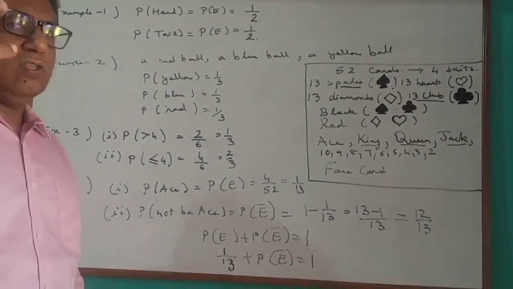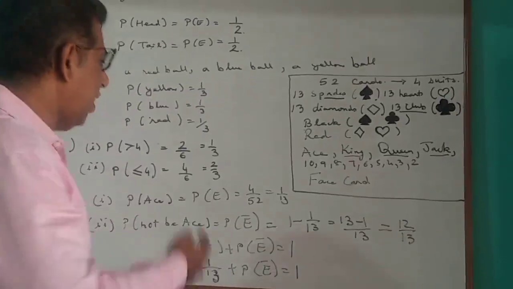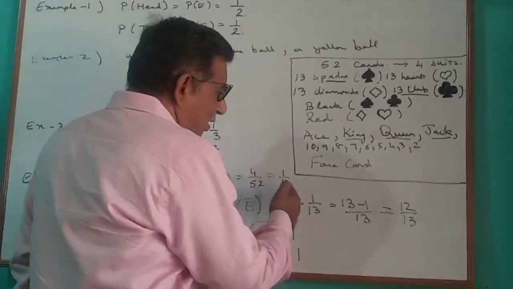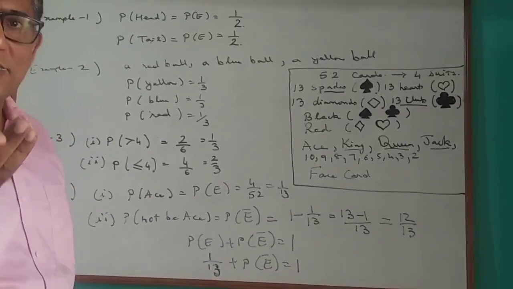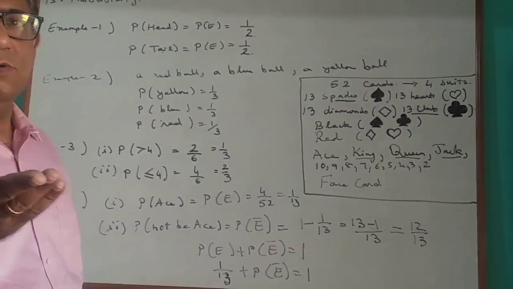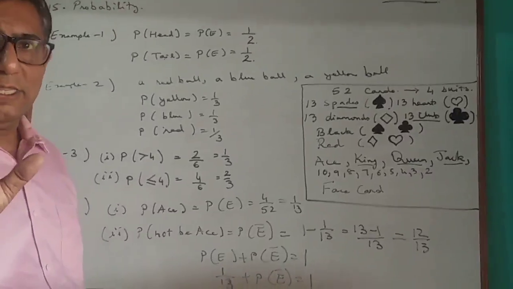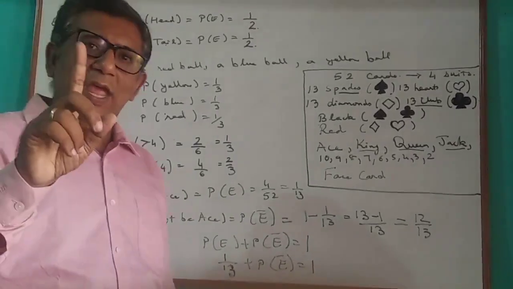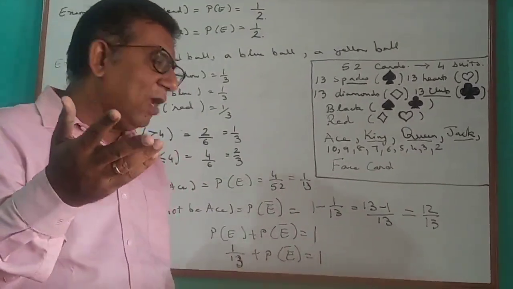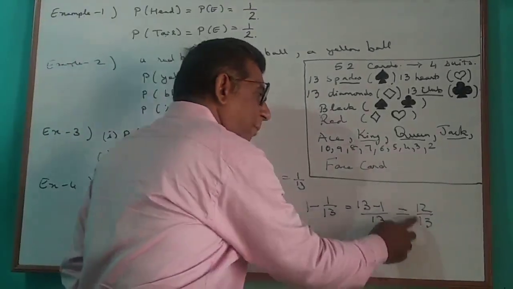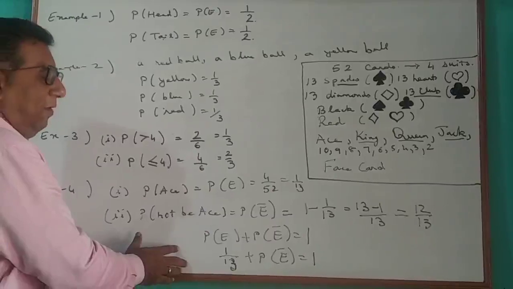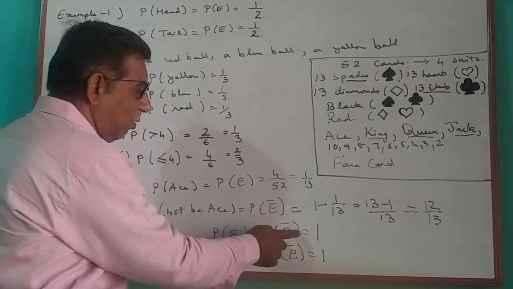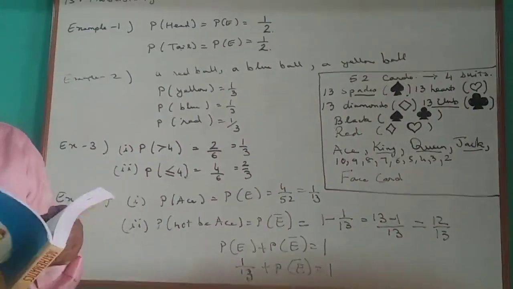Or you can also, with the mathematical definition, find it out: ace is only 1, and what are the others left in a suit? There are 13. So out of 13, ace is 1, so the others left are 12. So 12 upon 13. But I think the right method to solve it is probability of E plus probability of E dash.